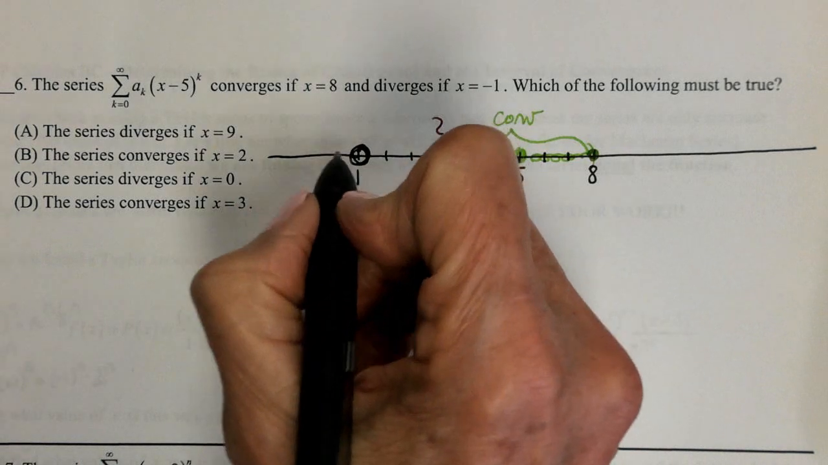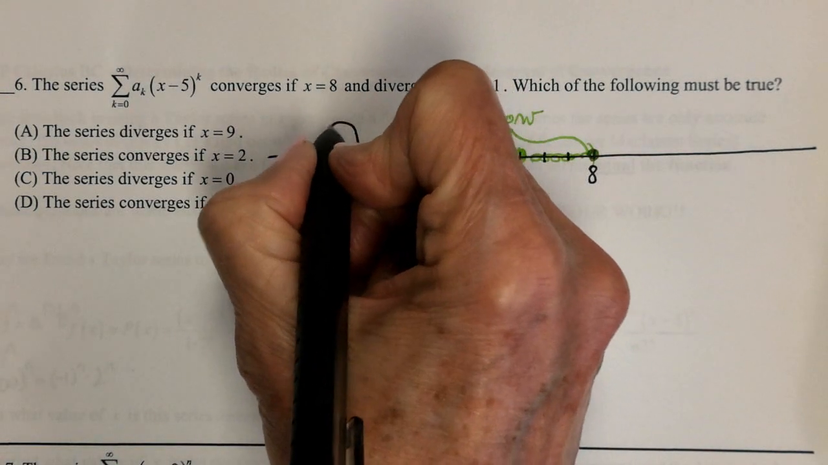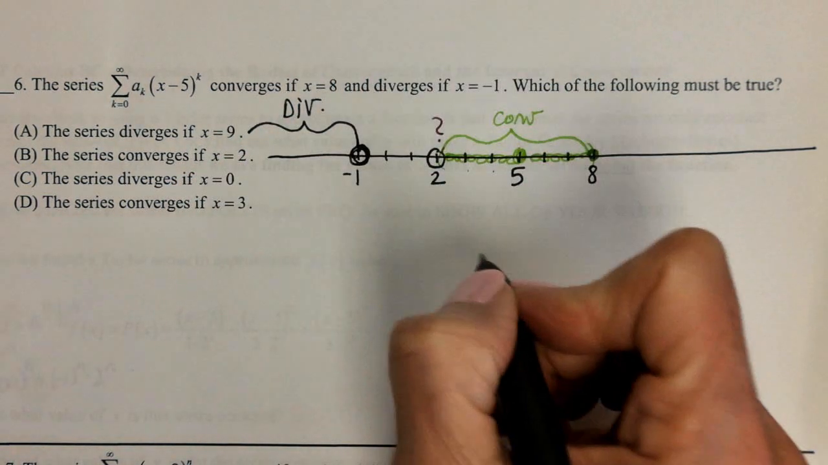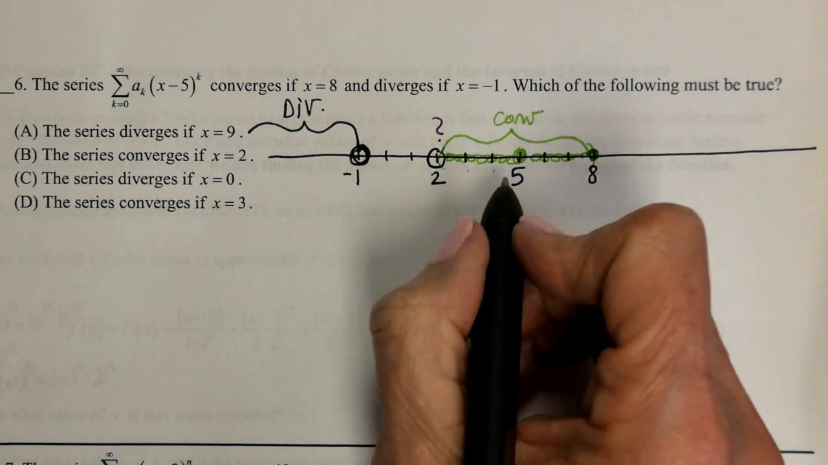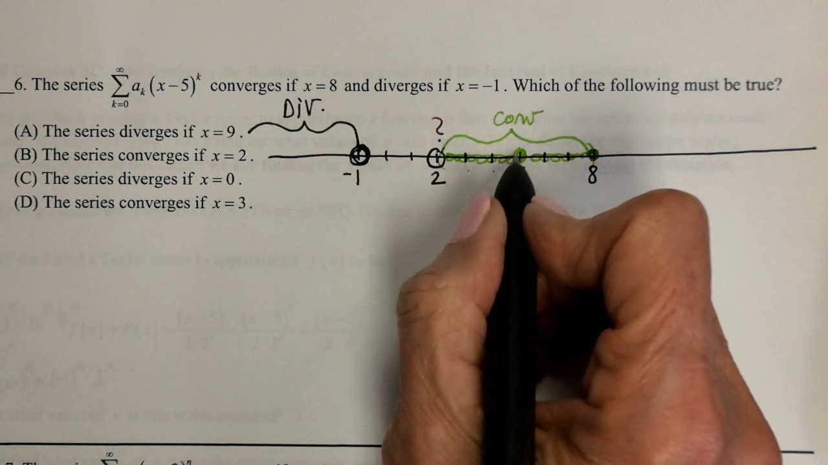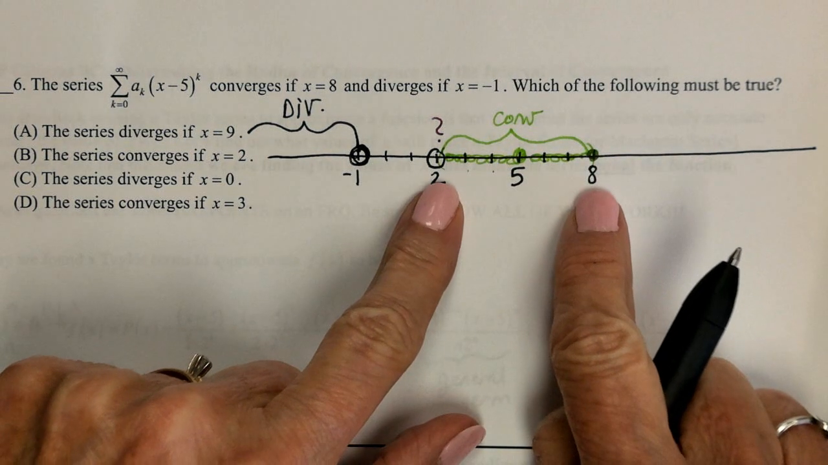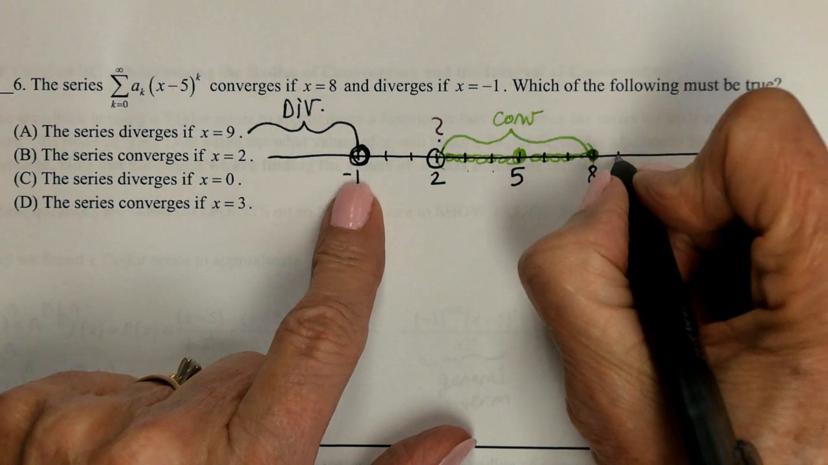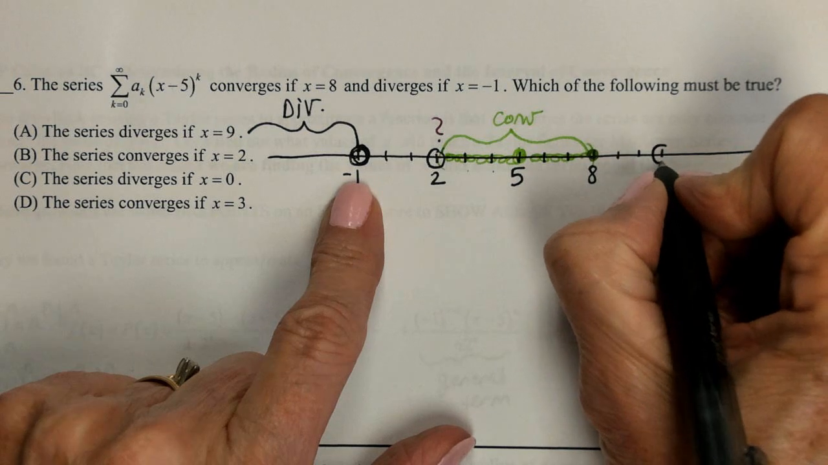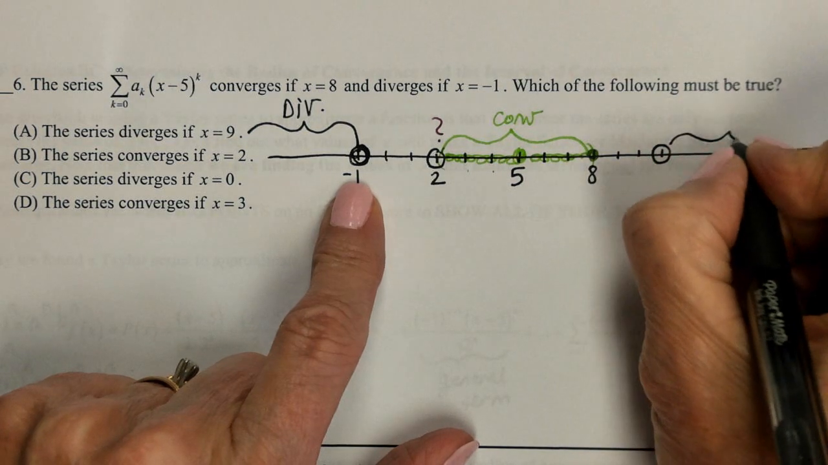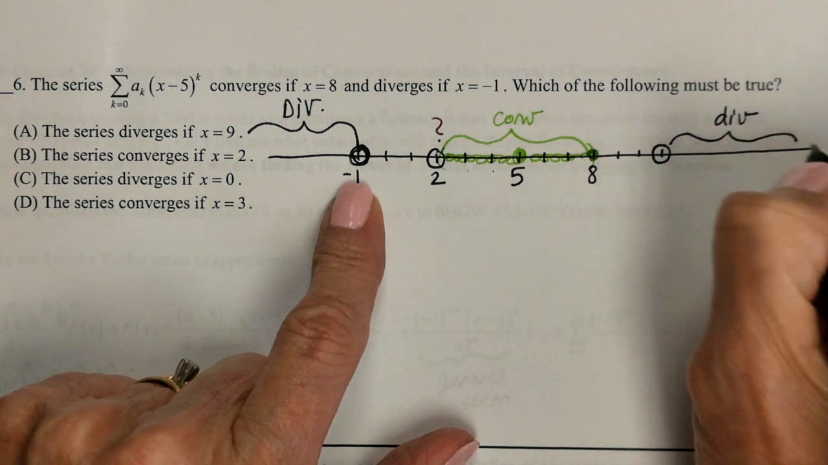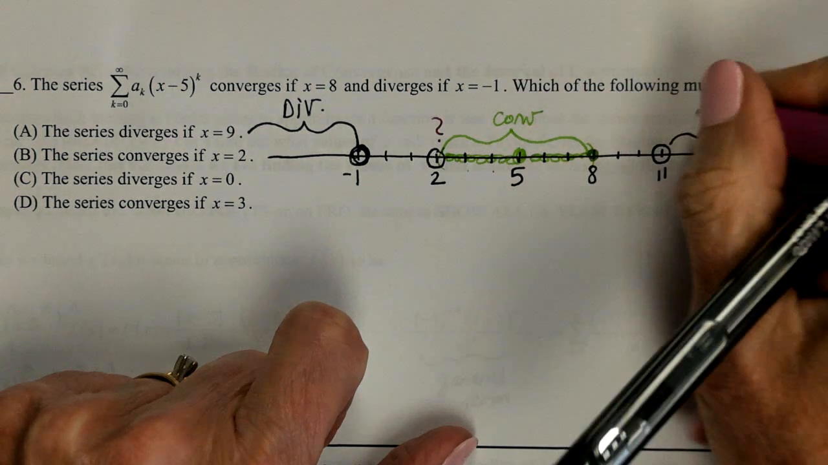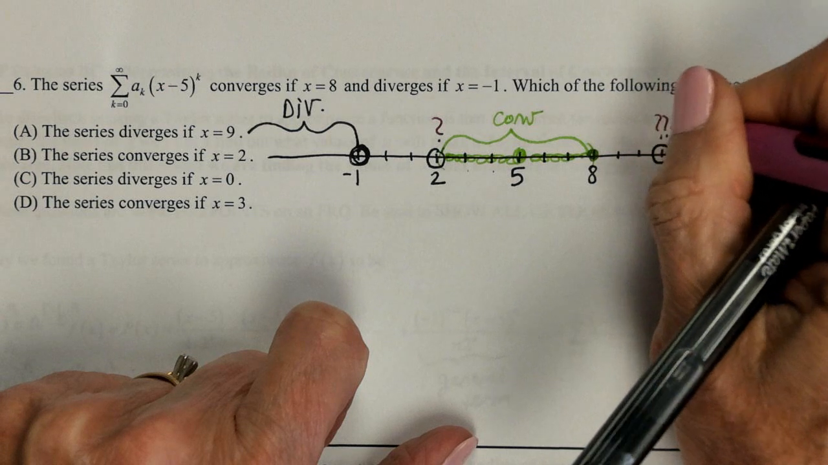Okay, if I diverge here, then I know I must diverge after that. So I have to diverge there too. And because of the symmetry with our center, from here to here I converge an equidistant away, so 3 more units away. After that, I will also diverge. This is 9, 10, 11. Right at here, right at 11, I don't know.